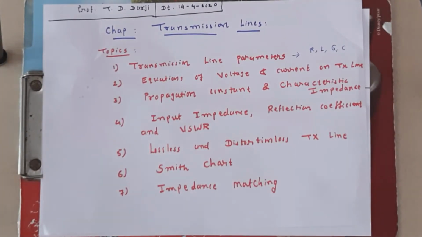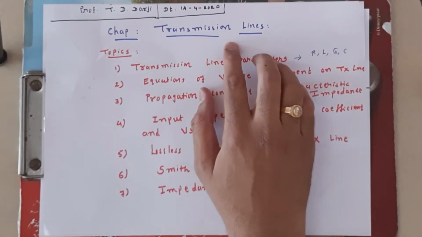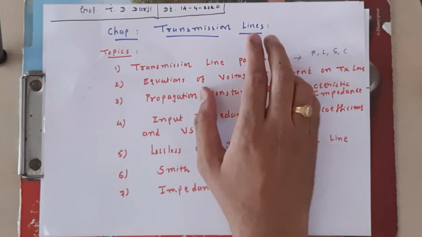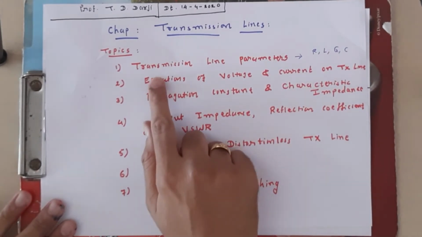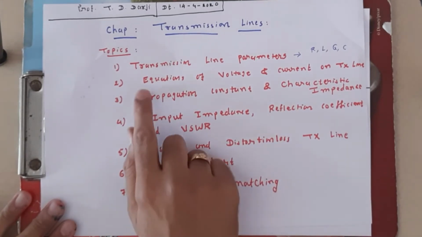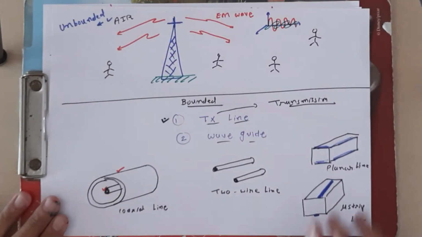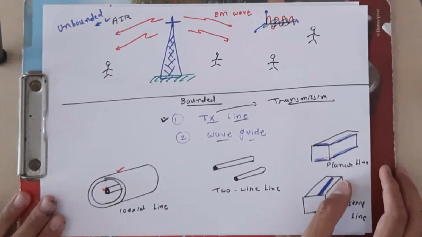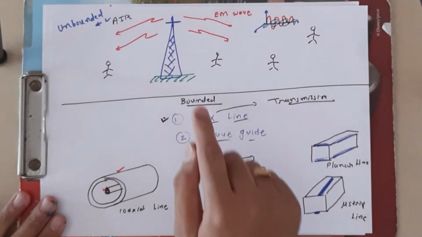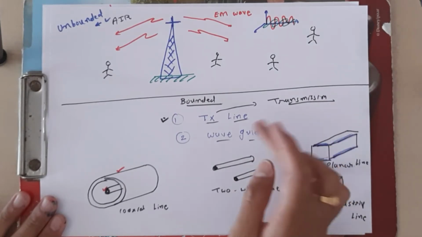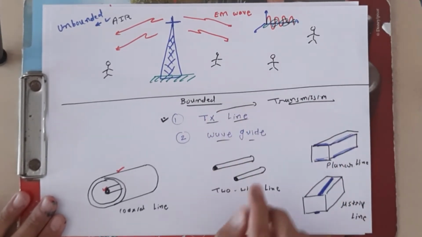In the last lecture, we just started our new chapter, which is transmission line, and we have already discussed what a transmission line is and which are the transmission line parameters. Now we start our second question, which is: derive the equation of voltage and current on the transmission line. We have already discussed what we mean by unbounded medium and bounded medium. There are two types of bounded medium, transmission line and waveguide, and here we discuss the transmission line. These are examples of the transmission line.